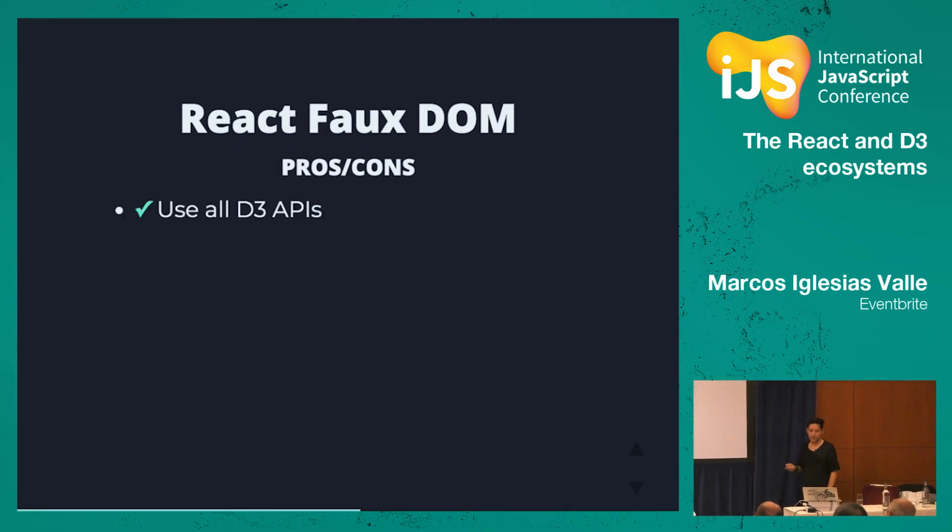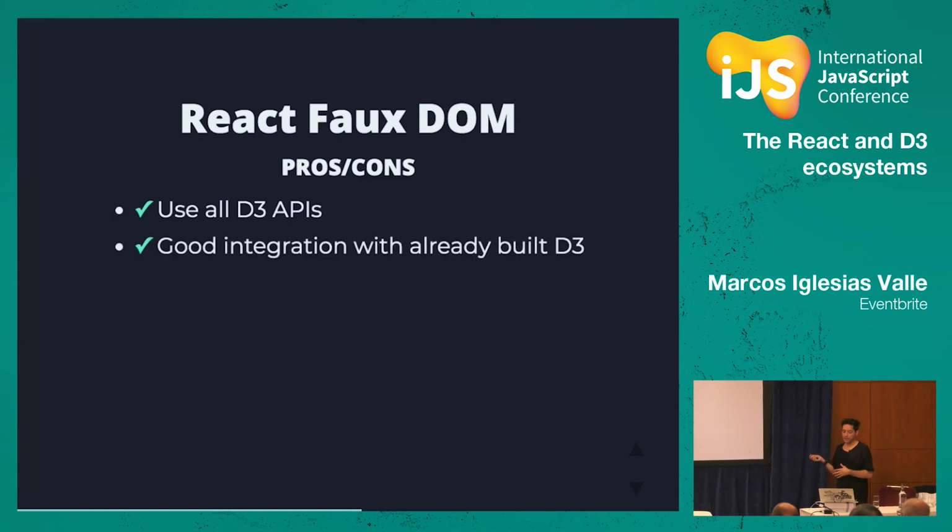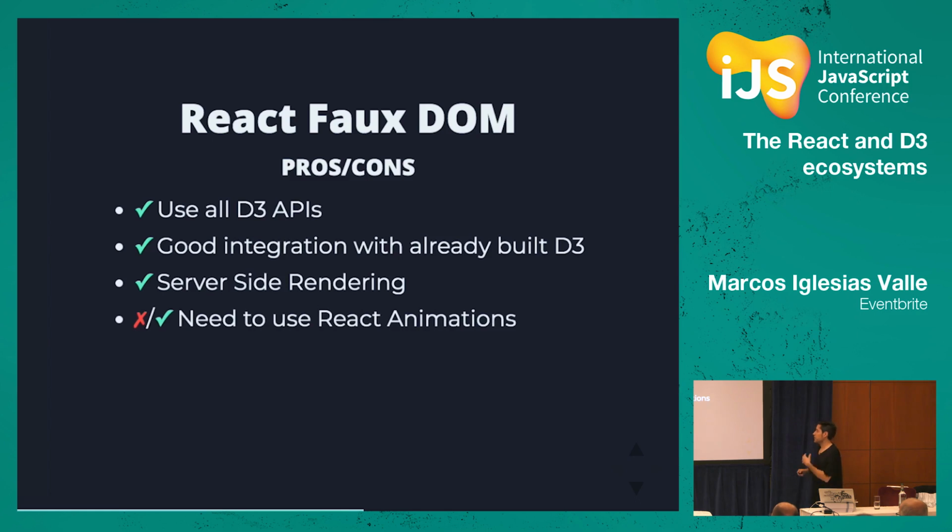So the good thing is that we can use almost all the D3 API, and it's easy to integrate with the code that we already have created. Another good thing is that you have server-side rendering with this, so you could render this chart on the server and you will get the markup. Something that could be good or not is that you will need to use React animations. So you can use React Transition Group, React Motion, or Resonance, or any of the myriad of animation libraries that React offers.